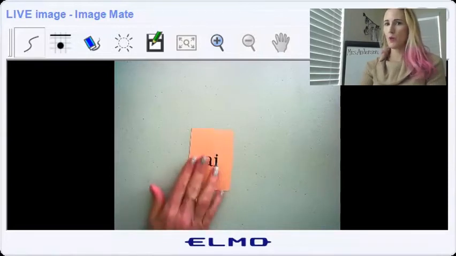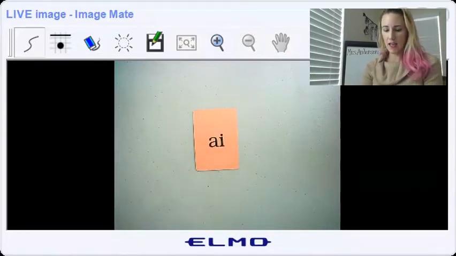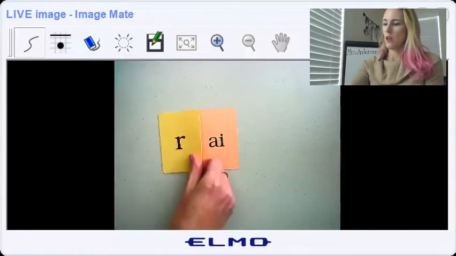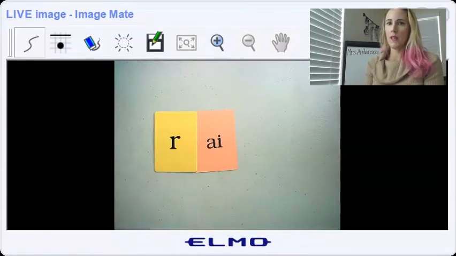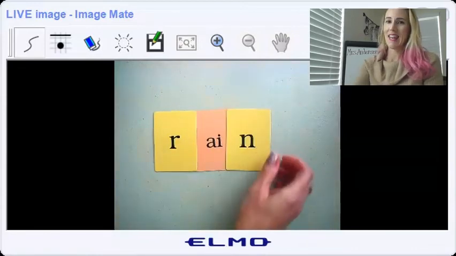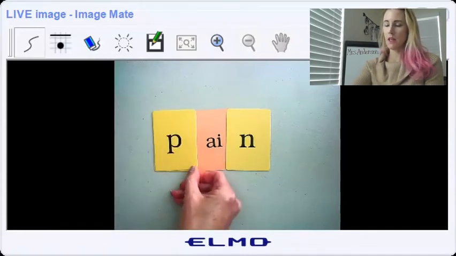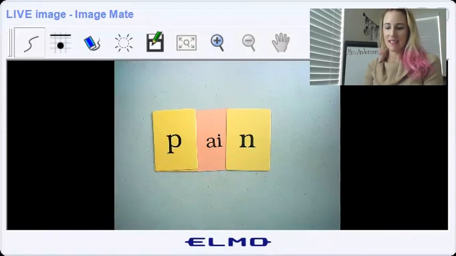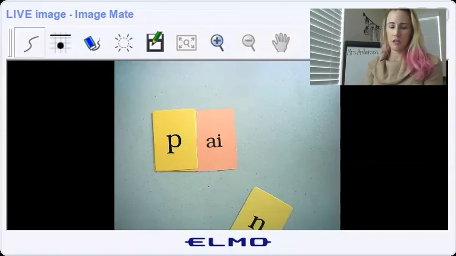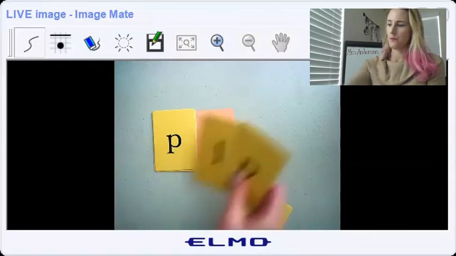The other vowel team we're looking at this week is the AI vowel team. So we're going to start with one of our words. And so we're going to say the r, a, n. So this word is rain. We can change the beginning sound to make pain. We can also, I'm going to change this now. Let me find the right letter.